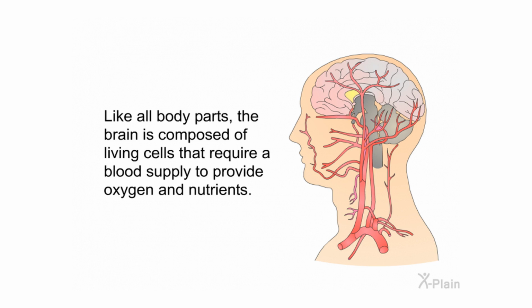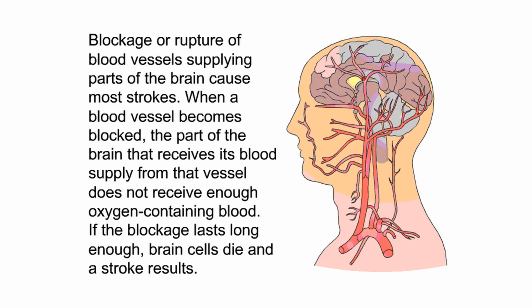Brain and strokes. Like all body parts, the brain is composed of living cells that require a blood supply to provide oxygen and nutrients. Blockage or rupture of blood vessels supplying parts of the brain cause most strokes. When a blood vessel becomes blocked, the part of the brain that receives its blood supply from that vessel does not receive enough oxygen-containing blood. If the blockage lasts long enough, brain cells die and a stroke results.